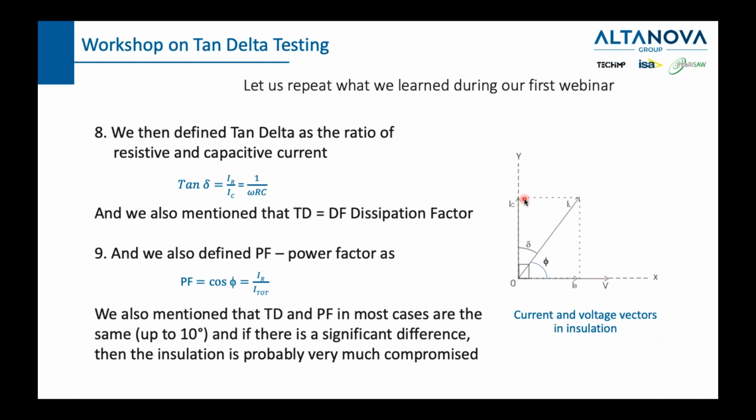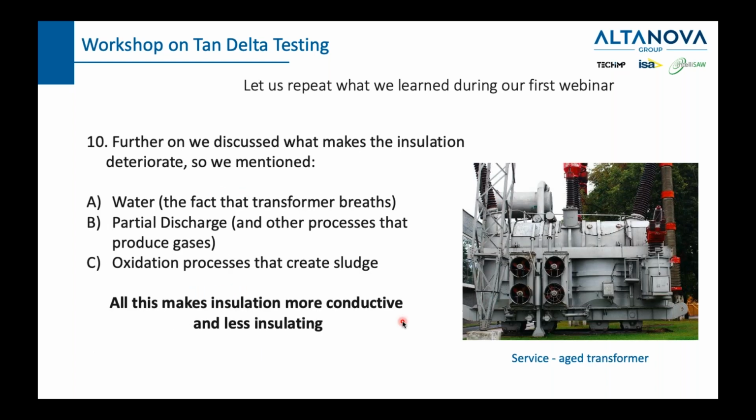We also mentioned that tan delta and power factor in most cases are the same up to 10 degrees. And if there is a significant difference between tan delta and power factor, then the insulation is probably very much compromised already. Then further on, we discussed what makes insulation deteriorate.